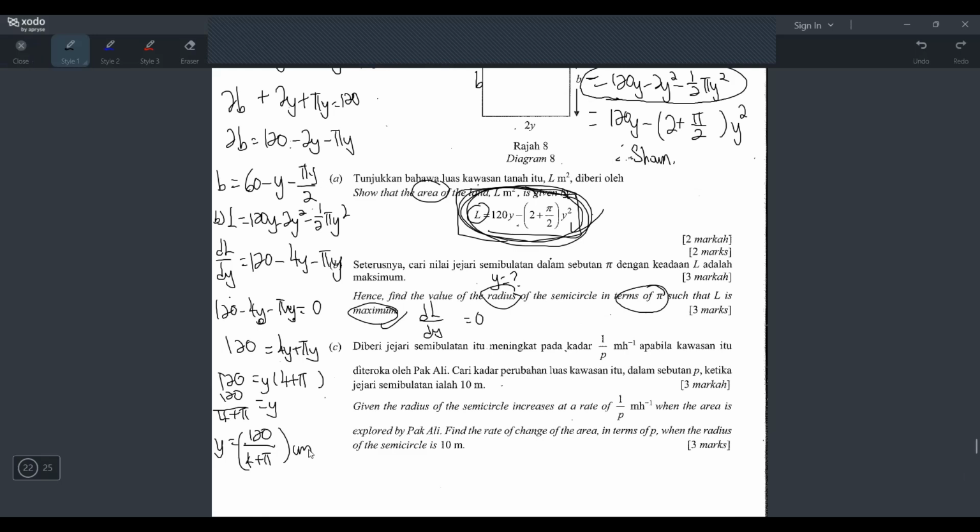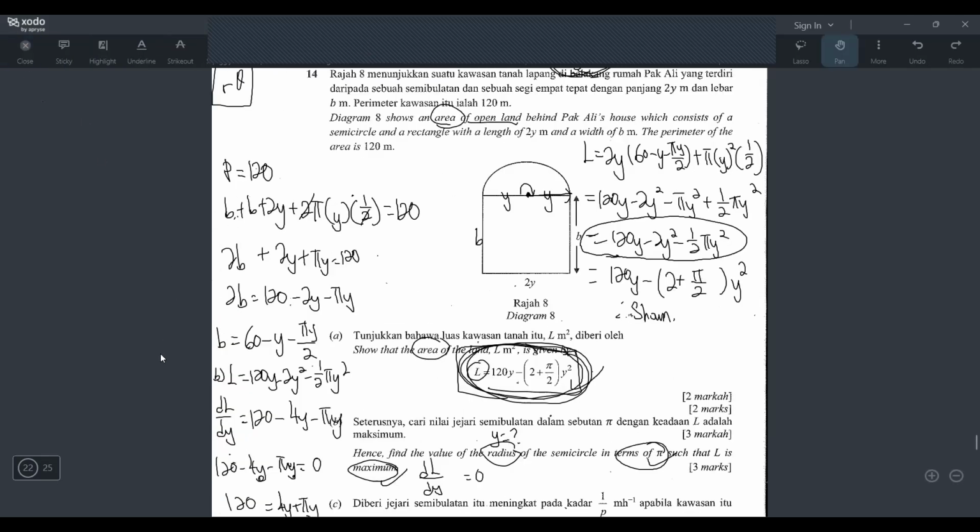Wait, cm or meter? Let's check. I think it's meter, yeah, because they already wrote up there, right? So this one is not correct. You should write meter. Okay, so this should be the answer. Remember, you cannot press the pi, because they already say in terms of pi. Okay, all right. So hope you understand.